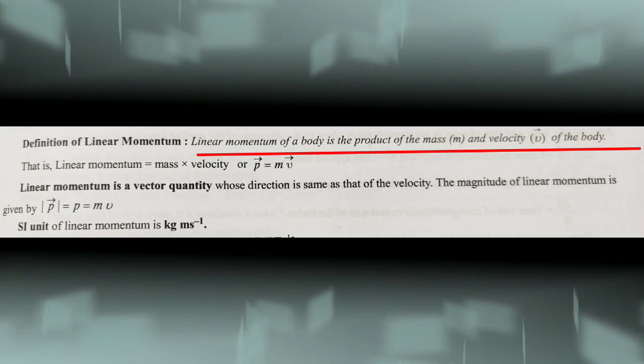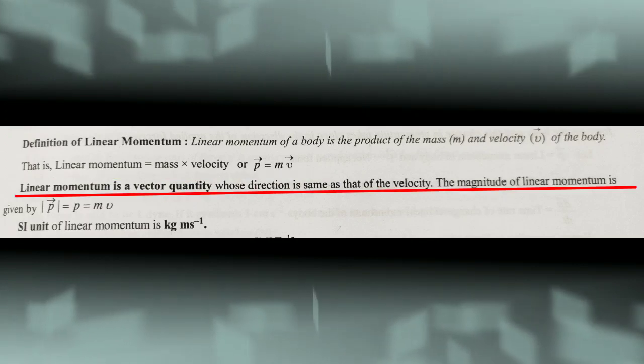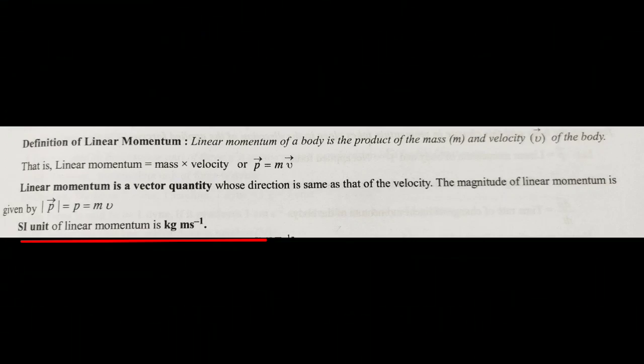So students, linear momentum of a body is the product of mass m and velocity v of the body. The formula of linear momentum is mass into velocity, that is, P equals m into v. Linear momentum is a vector quantity whose direction is the same as that of velocity. The SI unit of linear momentum is kilogram meter per second.